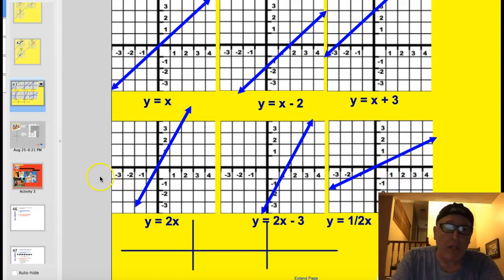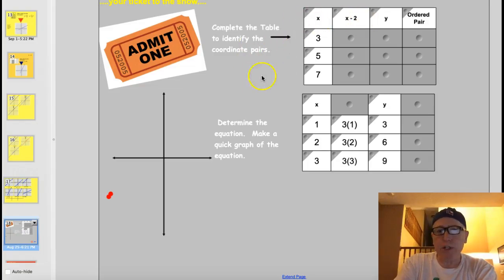All right. I think you guys are ready for your ticket to the show. For your ticket to the show, I would like you to just go through and look at these tables here and complete this table. You've got a function up here. And go ahead and identify the coordinate pairs. Very simply. The next one here, I want you to determine what this equation is right here, what's underneath here, and make a quick graph of it. All right?